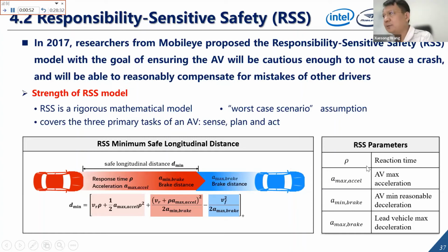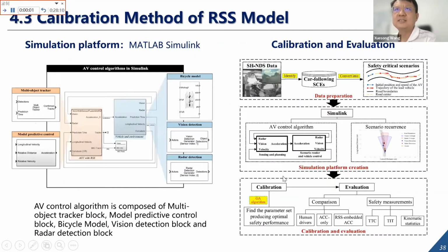There are four parameters which need to be calibrated for different types of scenarios. For this type of analysis, we use the MATLAB Simulink simulation platform. We have to consider the vehicle, the sensors, and the vehicle control. We build these simulation platforms.